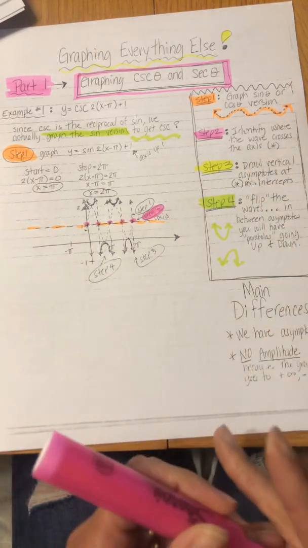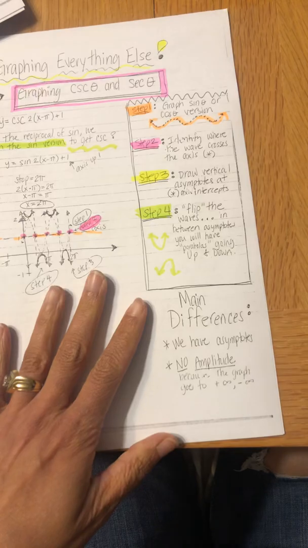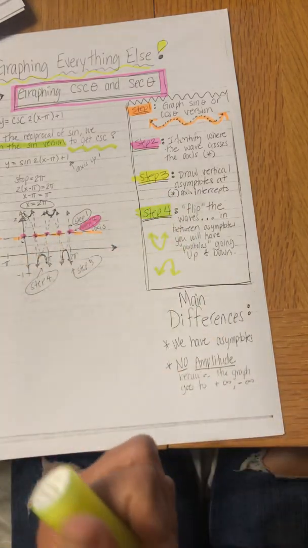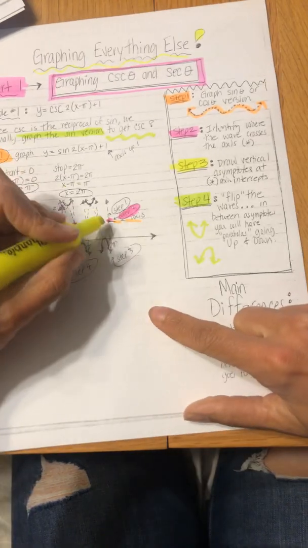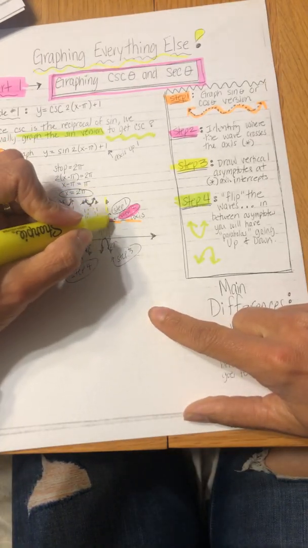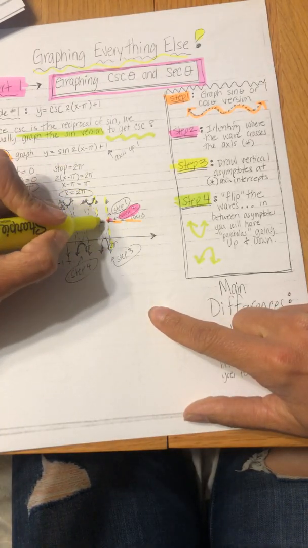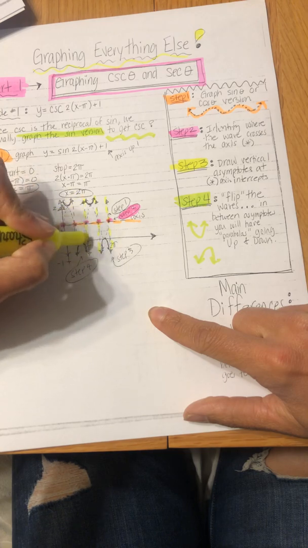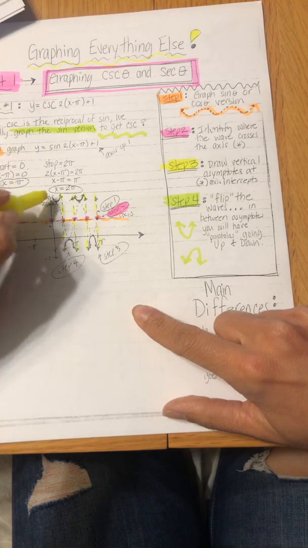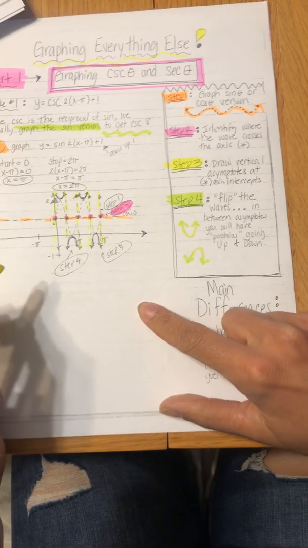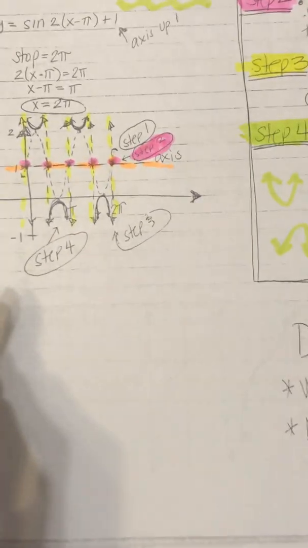Okay? Step 3. Now we're drawing the vertical ones. Draw the vertical asymptotes at those axis intercepts. So where I drew that pink dot, I'm gonna have a vertical asymptote, also one right here, also one right here, also one right here. Okay? Oh, and also one right here. Can you guys see that okay?